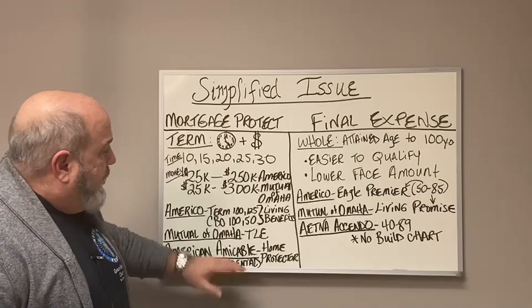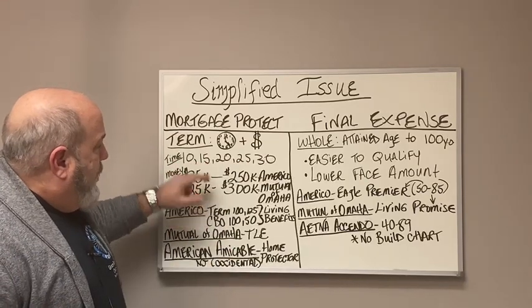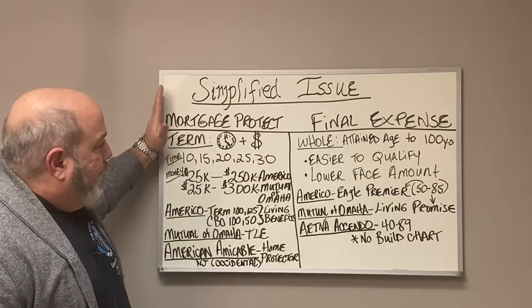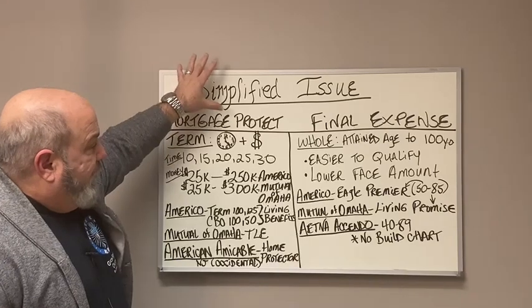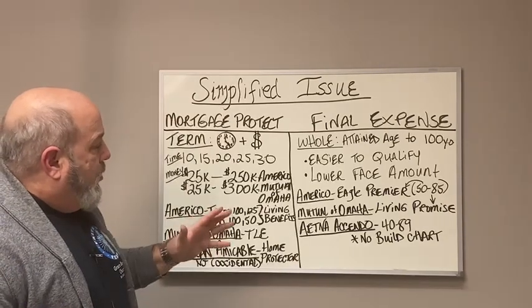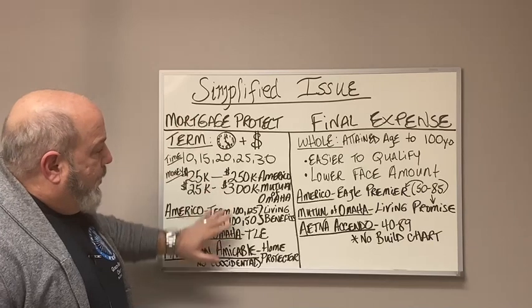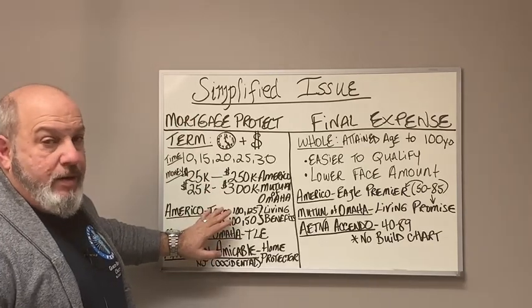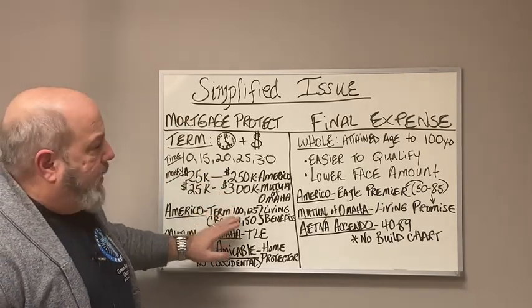So term products, time and money, and we use those for mortgage protection. Simplified issue, no blood, no urine, and a little bit more challenging to qualify for. They have higher standards for qualifying.